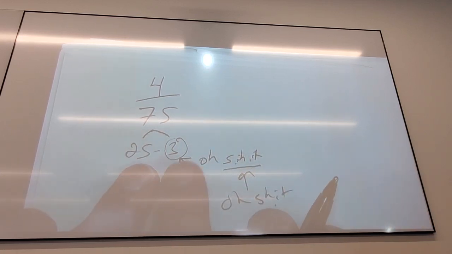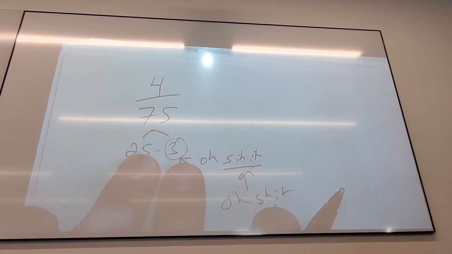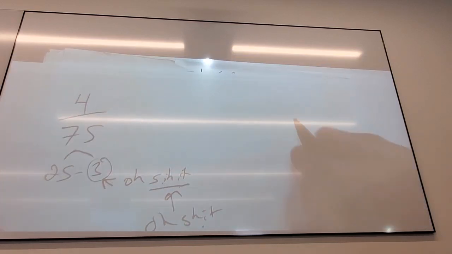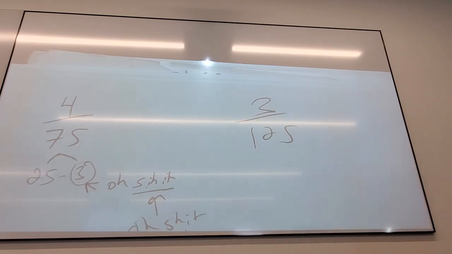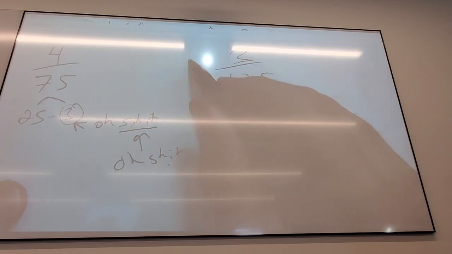I need you to understand, if it asks you, can you represent this as a terminating decimal? You cannot, because it has a factor of 3 in it. It only can have factors of 2 and 5, correct? What about 3 over 125? Yes, because it's 5.